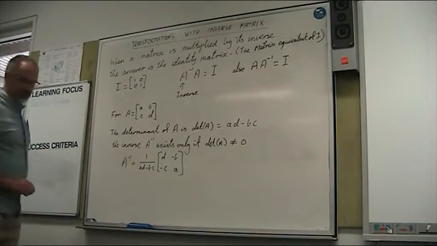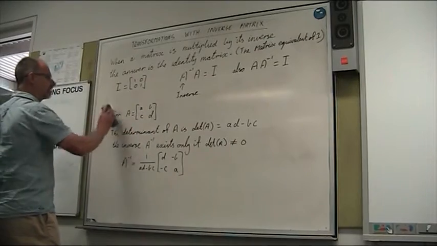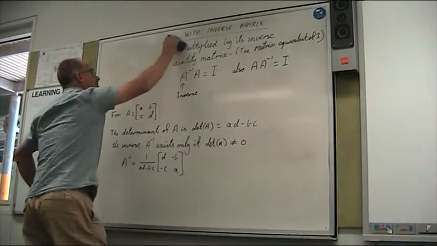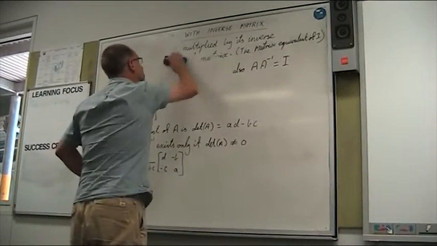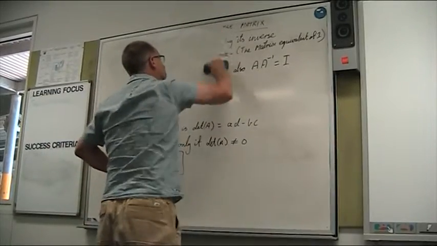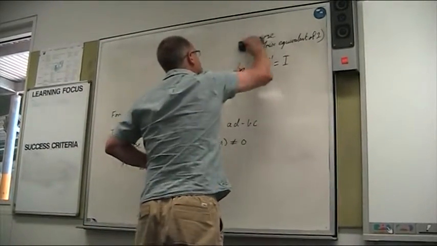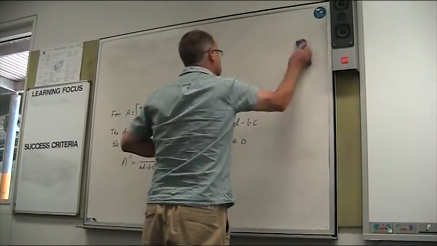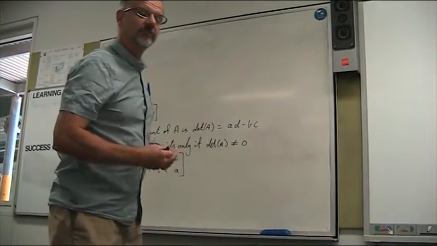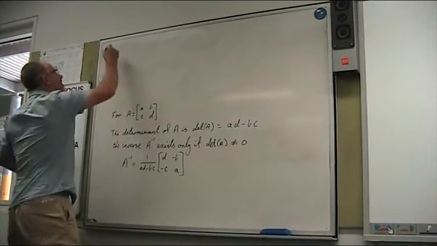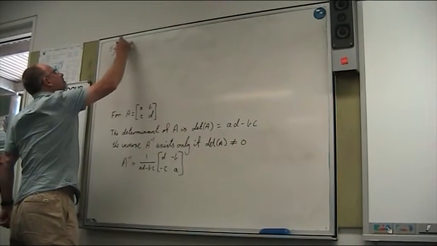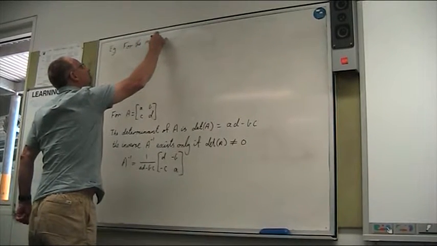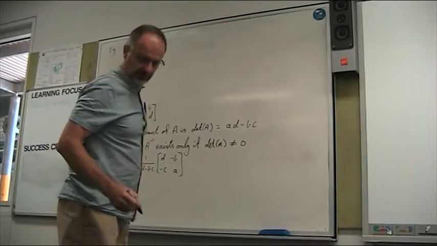Alright, let's do some examples. I'm going to leave that stuff there for the moment. So basically, it's like, does it have an inverse matrix? And in that equation, if AD minus BC equals 0, then it doesn't have one. That equation is how you find out.